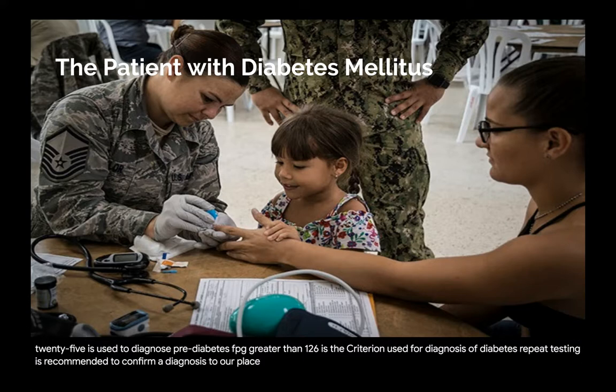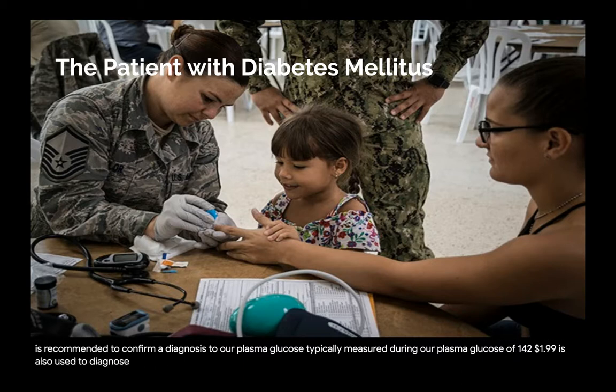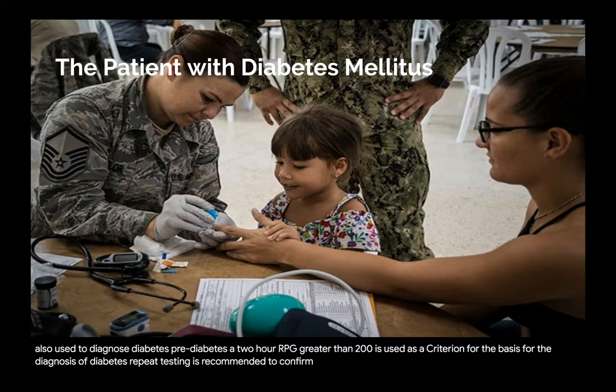2-hour plasma glucose, typically measured during an oral glucose tolerance test. A 2-hour plasma glucose of 140 to 199 is also used to diagnose prediabetes. A 2-hour PG greater than 200 is used as a criterion for the diagnosis of diabetes. Repeat testing is recommended to confirm a diagnosis.